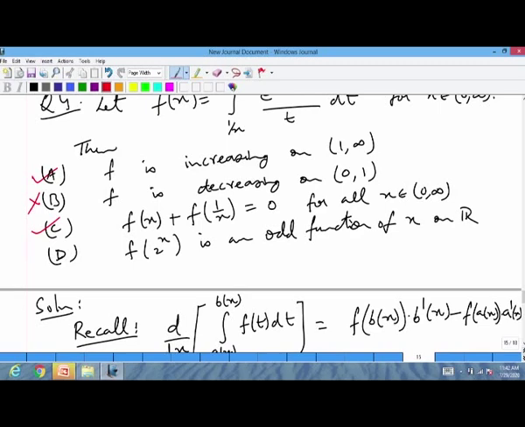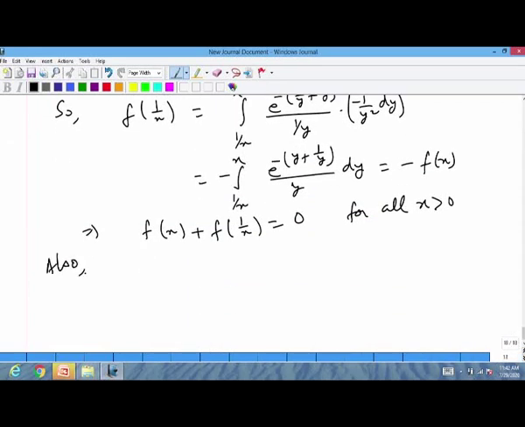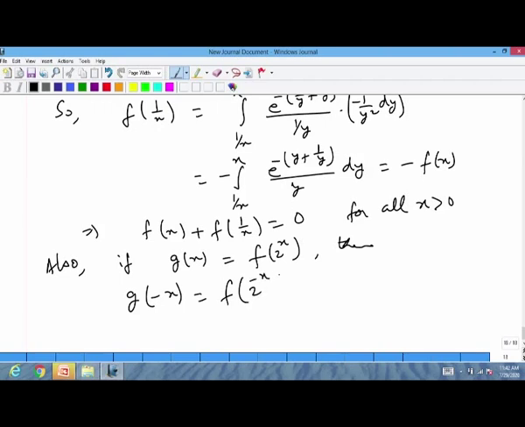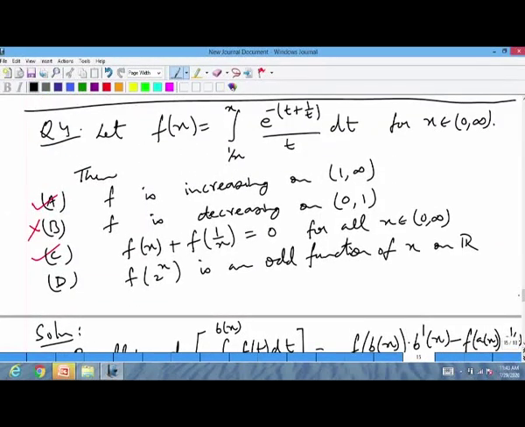Now, what about option D? This follows from option C. So, now also, if we write g x equal to f of 2 to the x, then g of minus x is f of 2 to the power minus x, which is equal to f of 1 by 2 to the x, and we know that f of 1 by x is equal to minus f of x. So, this is minus f of 2 to the x, which is equal to minus g x. So, this implies g x is an odd function. So, that gives option D is also correct. So, option A, C and D are correct options.